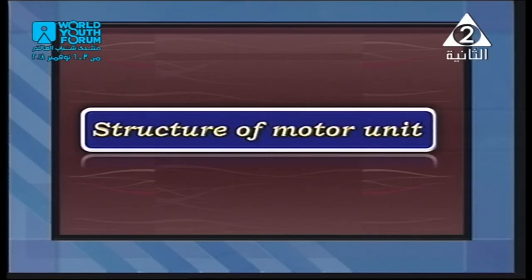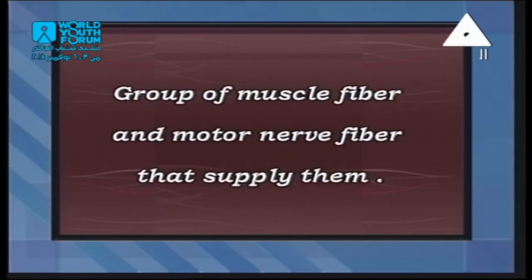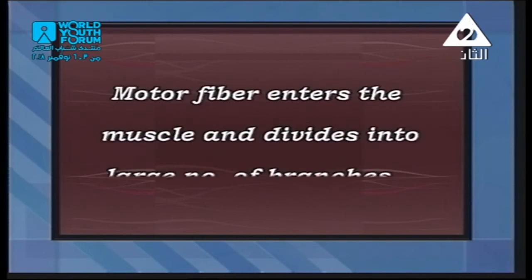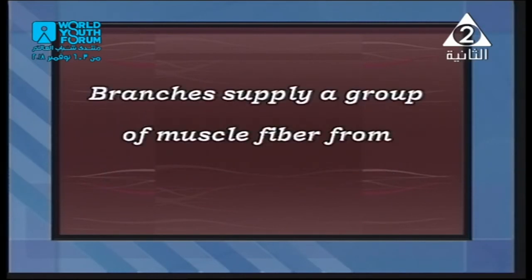The structure of the motor unit is a group of muscle fibers and the motor nerve fiber that supplies them. The motor fiber enters the muscle and divides into a large number of branches, and each branch supplies a group of muscle fibers, from 5 to 100.